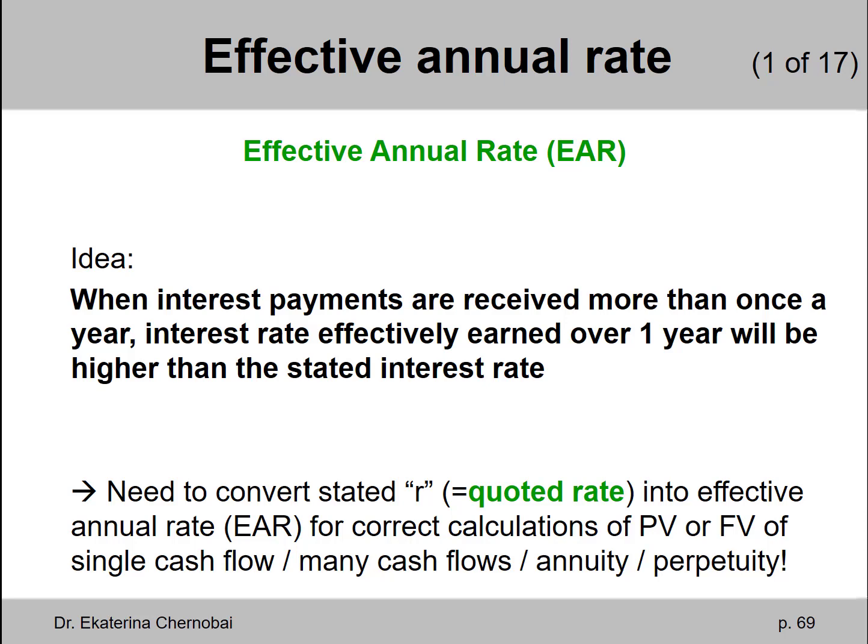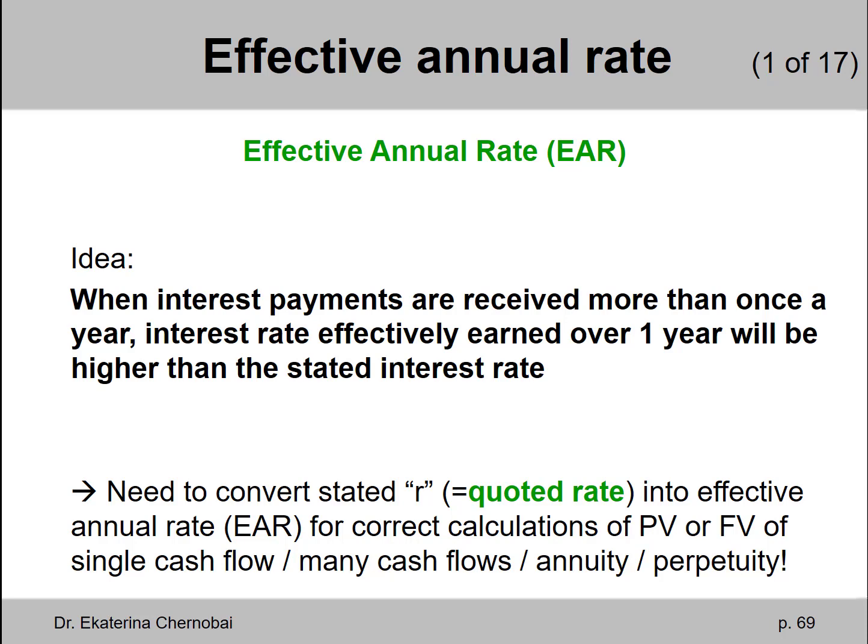Effective annual rate, or EAR. The idea is the following. When interest payments are received more than once a year, the interest rate effectively earned over 1 year will be higher than the stated interest rate. Why is that true? That's because of the interest on interest, the extra money that you would be able to earn over 1 year.